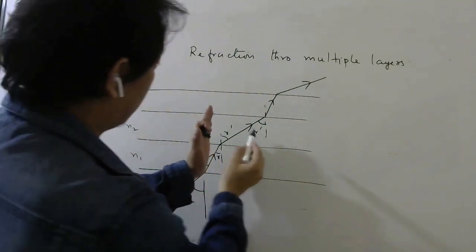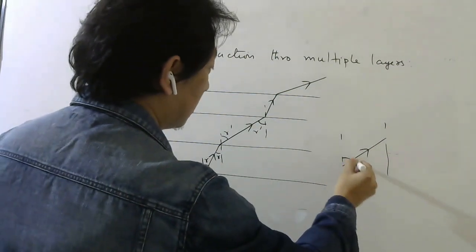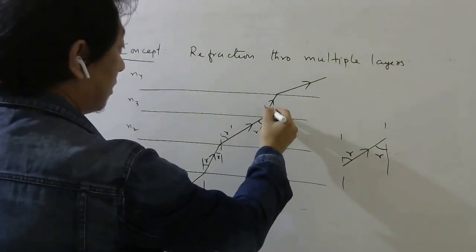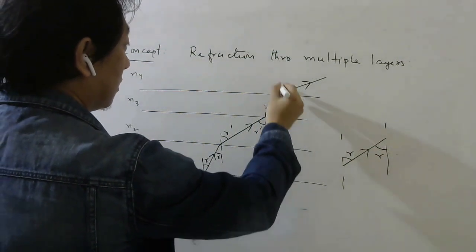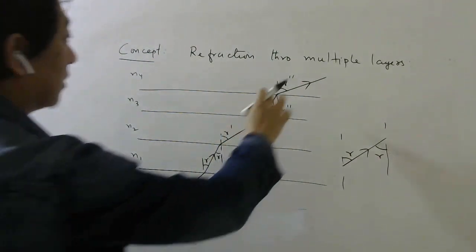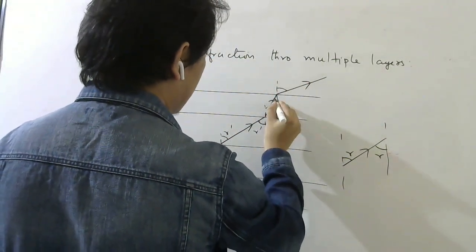Because this angle, and you see this line and this line are parallel. So if this is r, this is also r. Then this is r double dash, let us say. Then this is your r double dash.